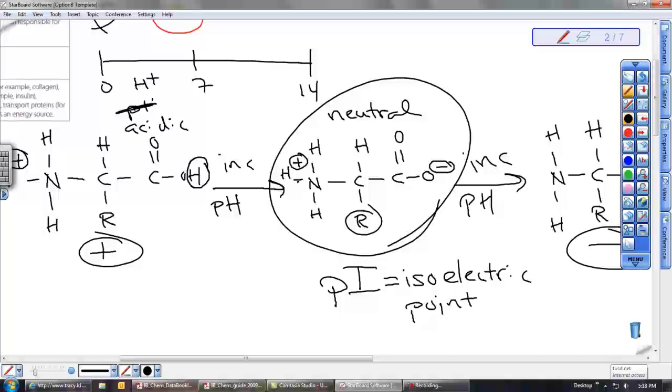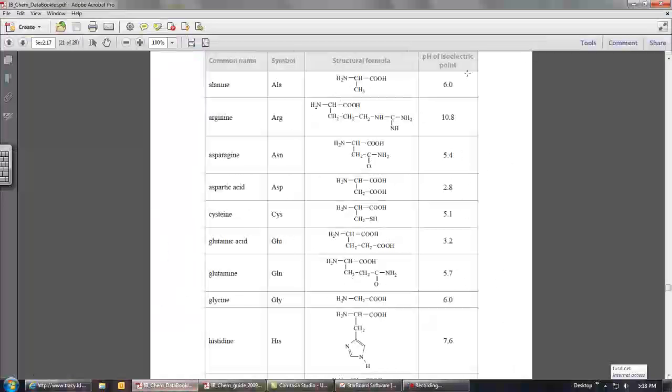Now, if we go to our data book, look at this chart. Here are those amino acids. Notice this column here, pH of isoelectric point, PI. Okay? So in other words, at a pH of 6, alanine is neutral. Below 6, positive. Above 6, negative. 10.8, arginine is neutral. Below that, positive. Above that, negative. Neutral at 5.4. Below that, positive. Above that, negative. Do you understand?